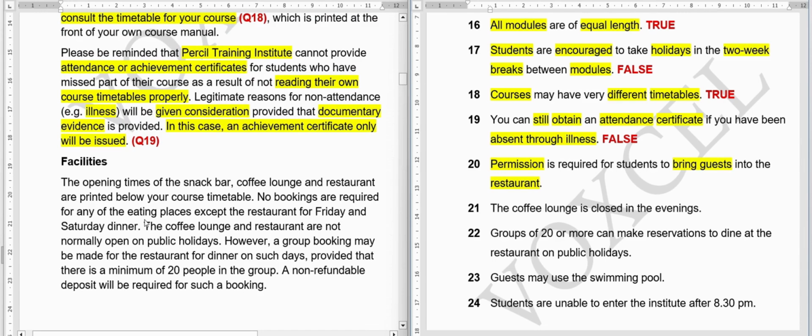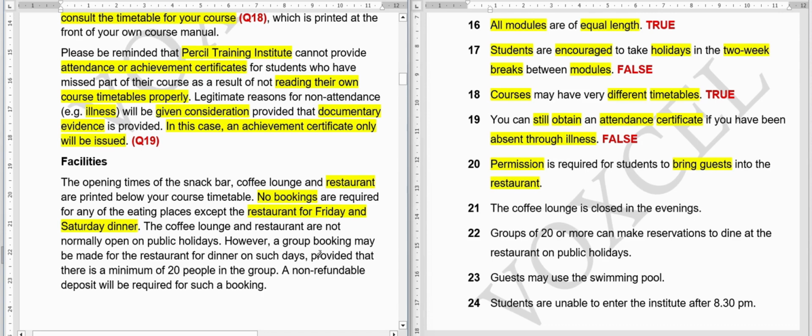The opening times of the snack bar, coffee lounge, and restaurant are printed below your course timetable. No bookings are required for any of the eating places except the restaurant for Friday and Saturday dinner. So, you don't need to book anything but for the restaurant, but on what days? Friday and Saturday dinner. So, if you want to dine in on Friday or Saturday, you will need to book your place.